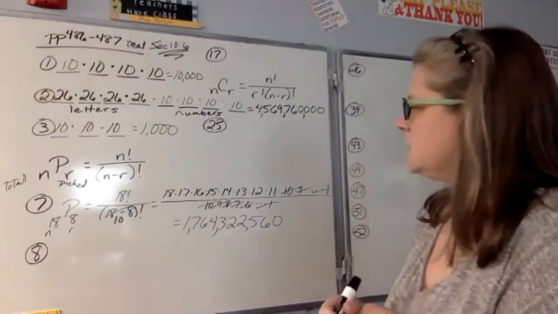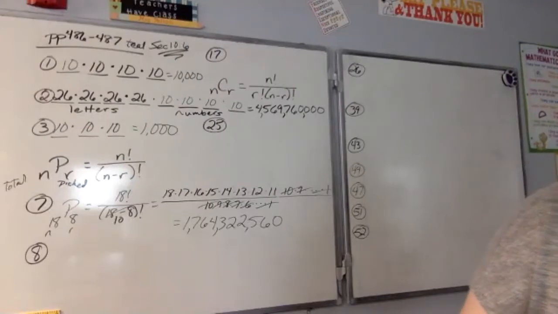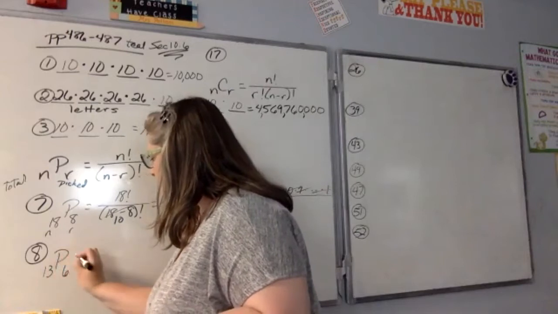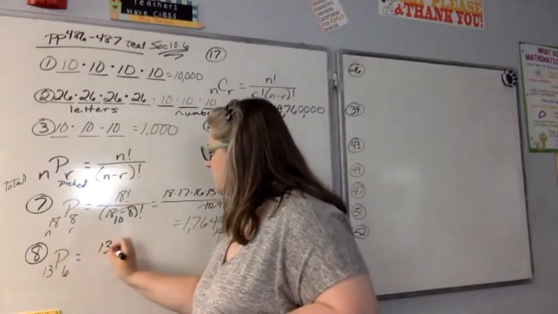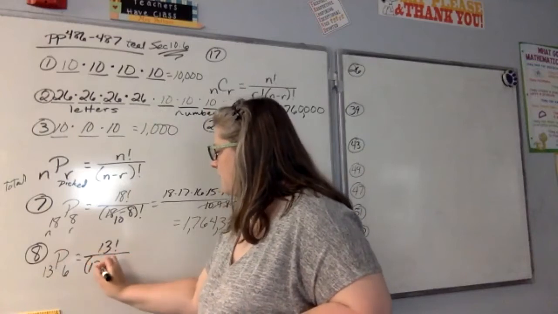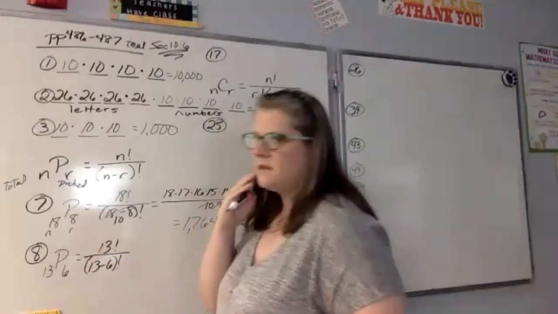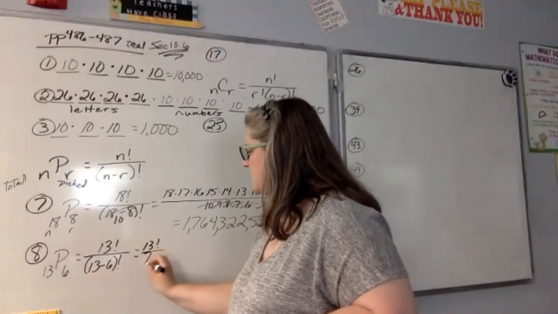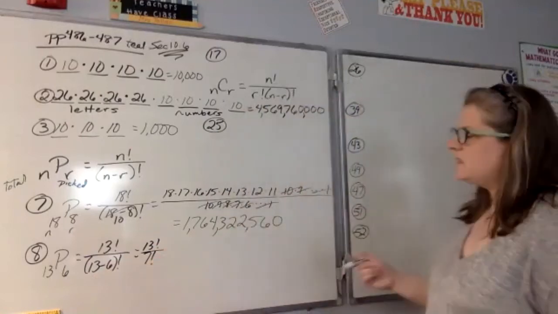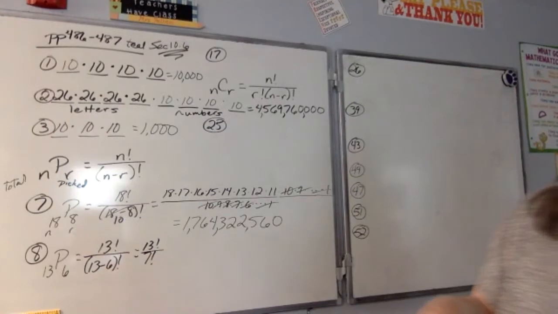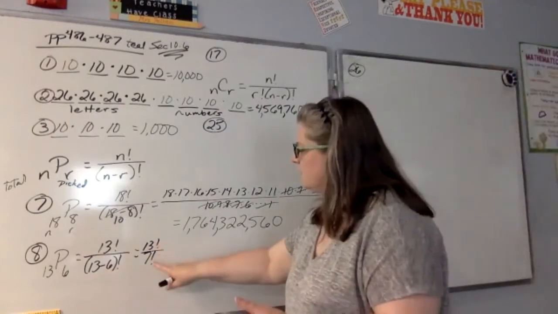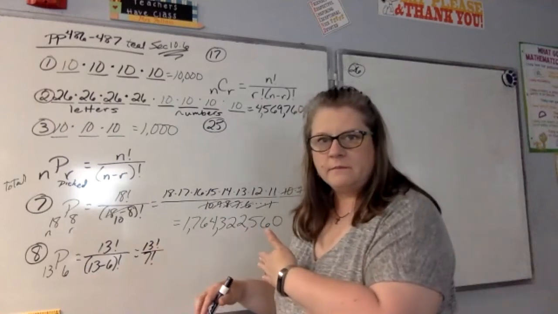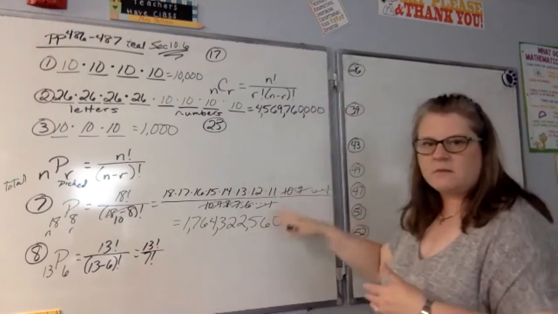So number 8, we're going to set it up. Number 8 says 13P6. So on the top, I would have 13 factorial. On the bottom, I would have 13 minus 6 factorial. Well, hopefully you all know 13 minus 6 is 7. So basically, I have 13 factorial divided by 7 factorial. So if I take, starting from 7 down, I know it's going to cancel out, right? Just like we did up here, from 7 down would cancel out.